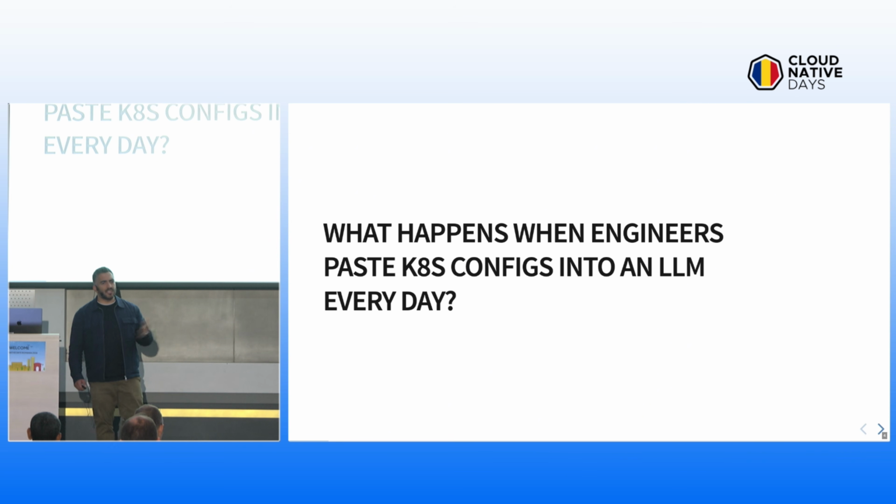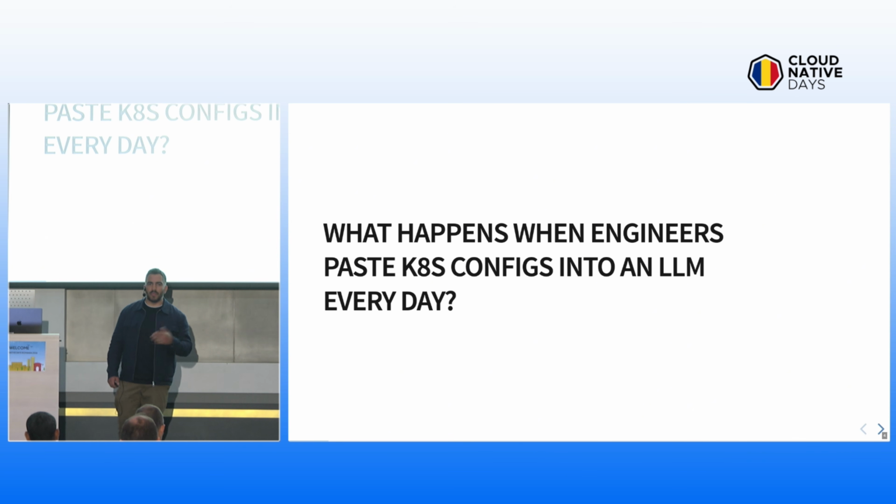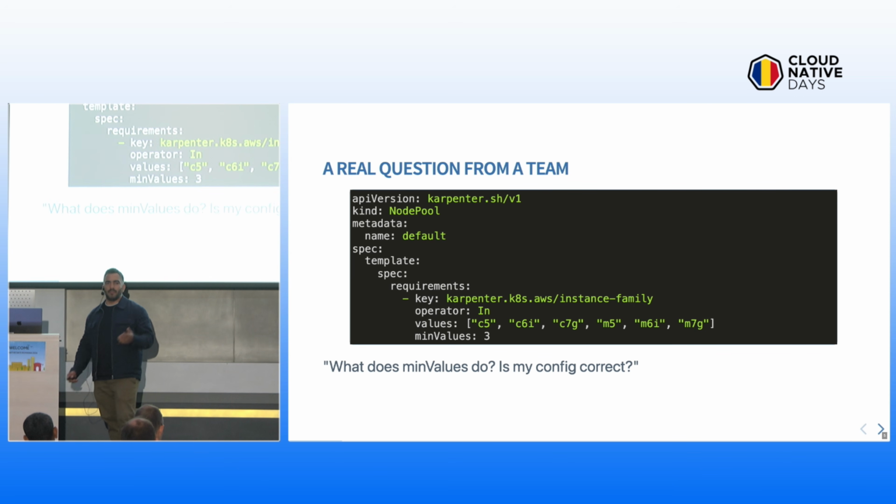So imagine this, what happens when you paste something, a Kubernetes config, into a big LLM? Your favorite tool, doesn't matter which one, at some point they will lie to you, as we were seeing before in the previous session. So imagine that you have a notebook manifest of Karpenter like this, and you ask, what does minValues do? Is my config correct? I saw this and I don't know what that means.